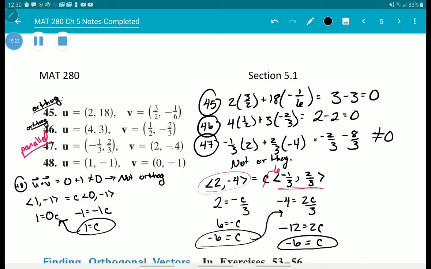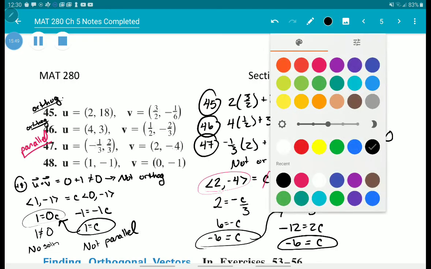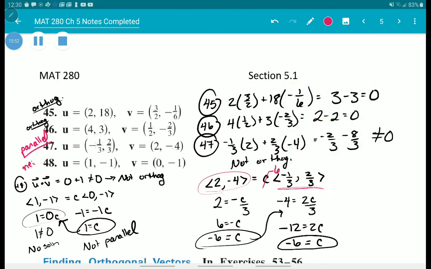But that doesn't work here, right? Because we have a 0 times c, which is a 0. So that tells us that there's no solution to this problem. Even though 1 worked for that second equation, if we were to plug 1 in here, it does not satisfy that first equation. So that means no solution, so not parallel. Since they're not orthogonal and they're not parallel, then these are neither. So these are neither parallel nor orthogonal.